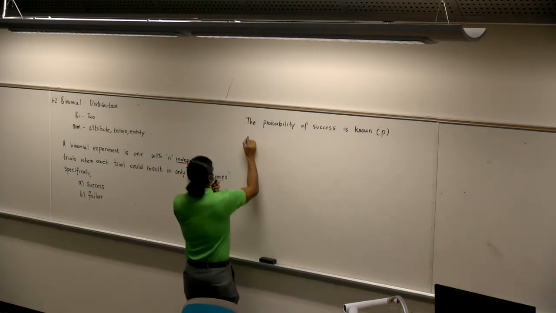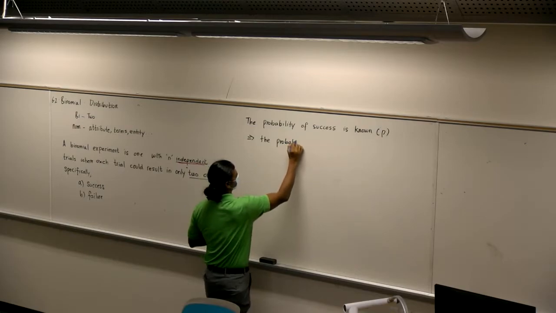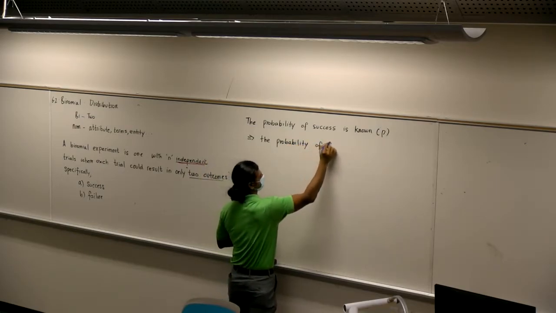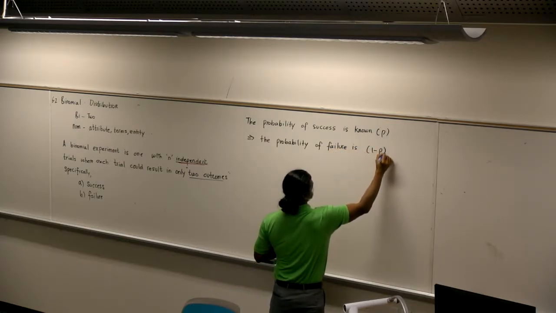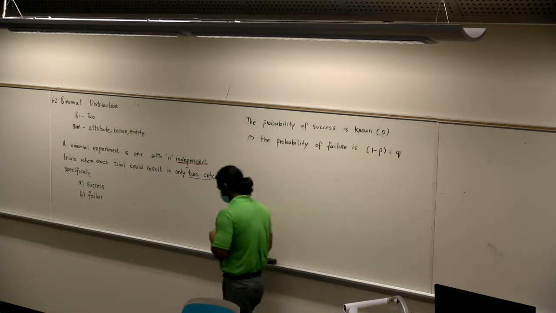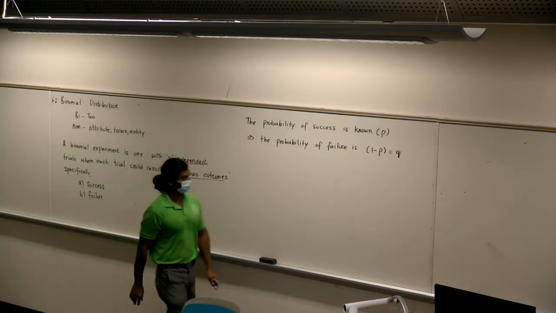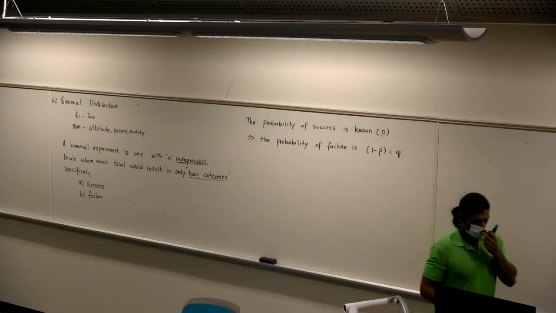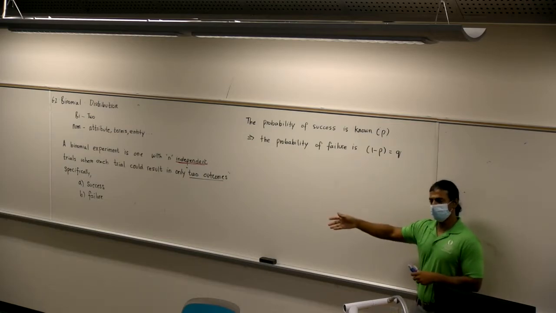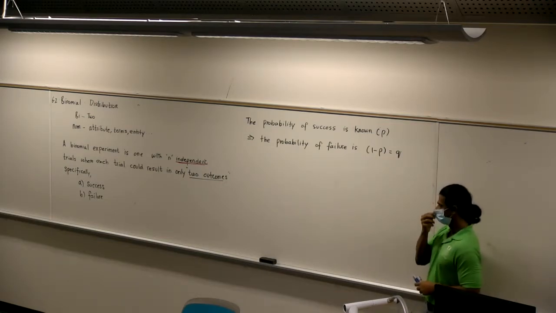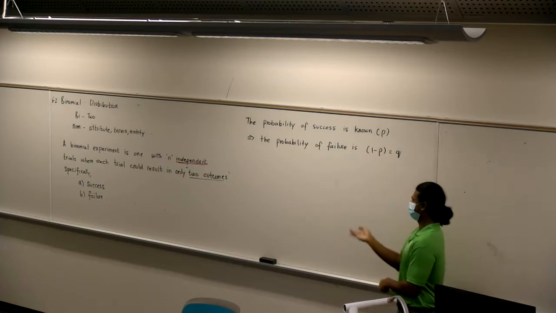So this would naturally mean, and some textbooks refer to it as Q. I'll just call it Q. I don't know what your textbook calls it. 1 minus P, Q, they're all one and the same. And how did we get 1 minus P? As I mentioned earlier, failure is the complement of success, and we know that the probability of an event is related to its complement as 1 minus the probability of the original event.